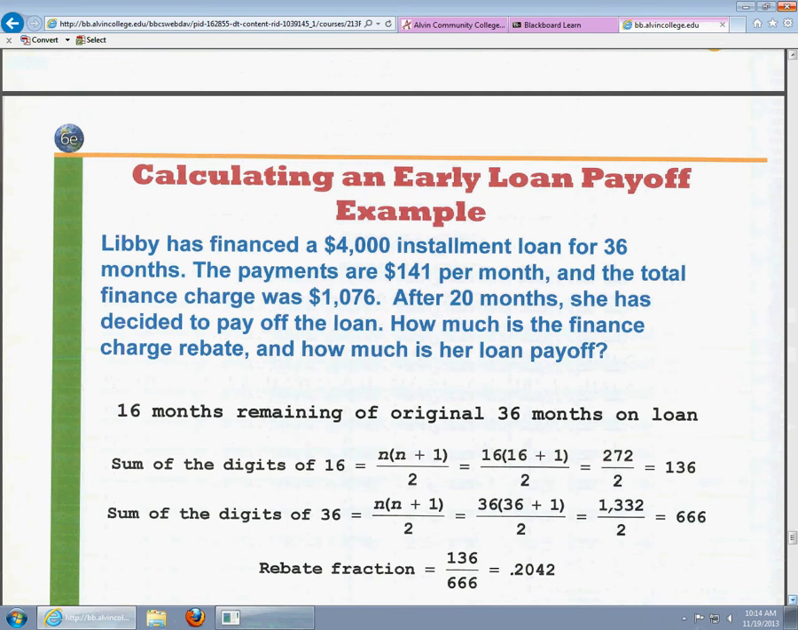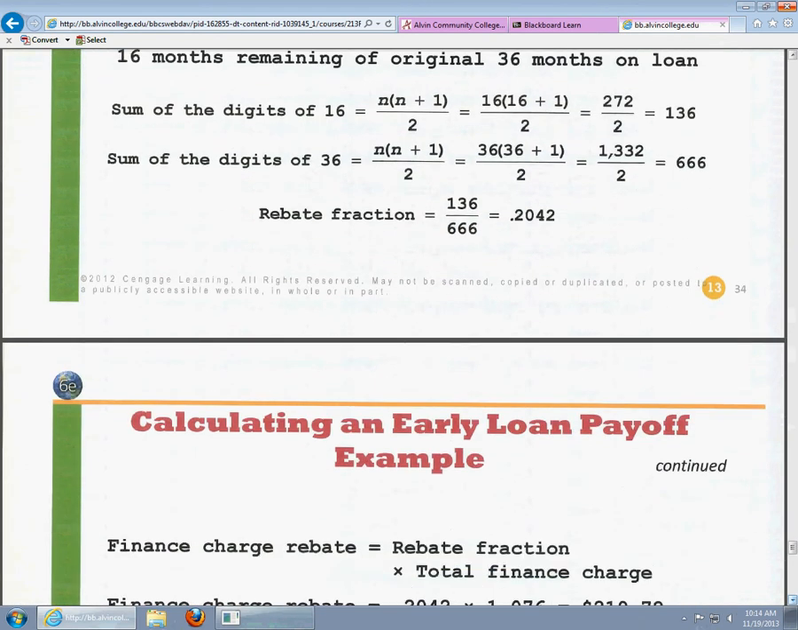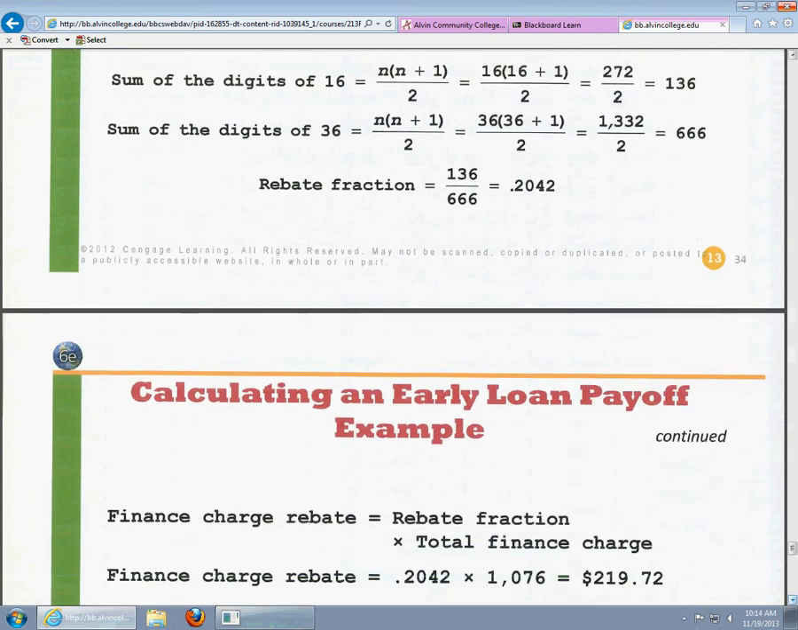So we're going to take the 0.2042 and multiply it times financial charge 1,076, which was in the problem. And so our financial charge rebate is $219.72. That's what she's going to save in interest by paying it off early.